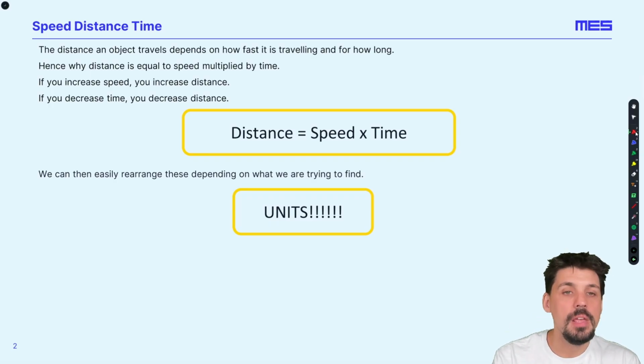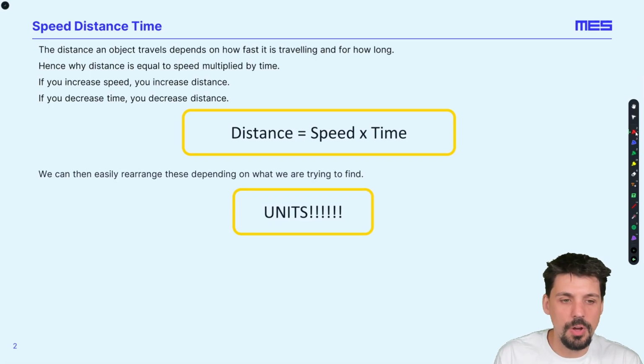All right? And distance is speed multiplied by time, but there's loads of different ways we can change that around, which we'll talk about in a second. But intuitively, if you increase the speed, you increase the distance you go for a certain time, and same if you decrease time, you'll decrease distance. Now we can easily rearrange these.